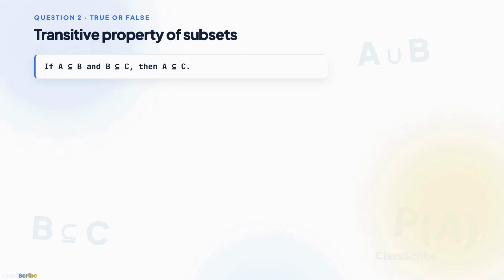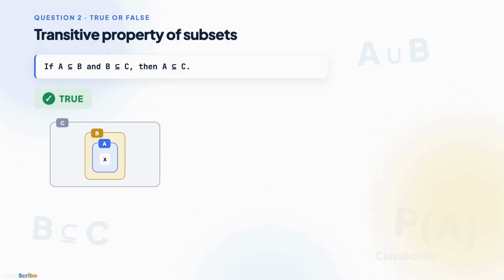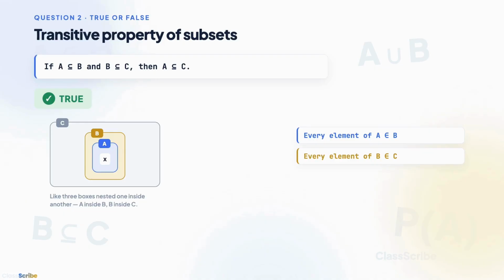Now consider the statement, if A is a subset of B and B is a subset of C, then A is a subset of C. Is this true or false? This statement is true. Think of it like three boxes placed one inside another. If box A is completely inside box B and box B is completely inside box C, then box A must also be completely inside box C. The same logic applies to sets.